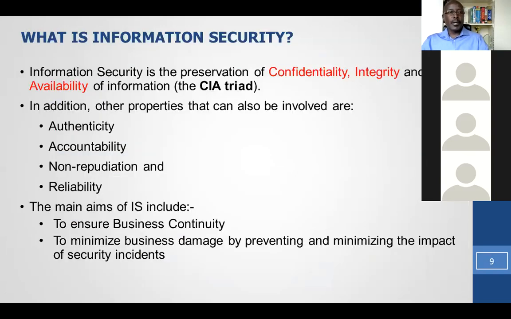So we'll start right away by defining what is information security, so that everybody can understand exactly what it is that we are talking about. The most basic definition or description of information security is the preservation of the confidentiality, integrity, and availability of information. This is normally referred to as the CIA triad. In the next slide, we are going to look more deeply into what exactly the CIA triad is all about: the confidentiality, integrity, and availability of information. That is the most basic thing that you want to do with information security.